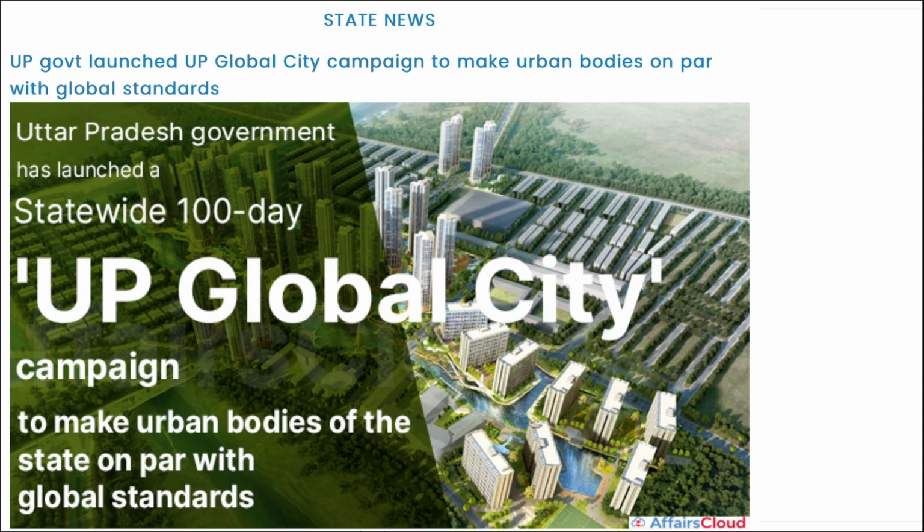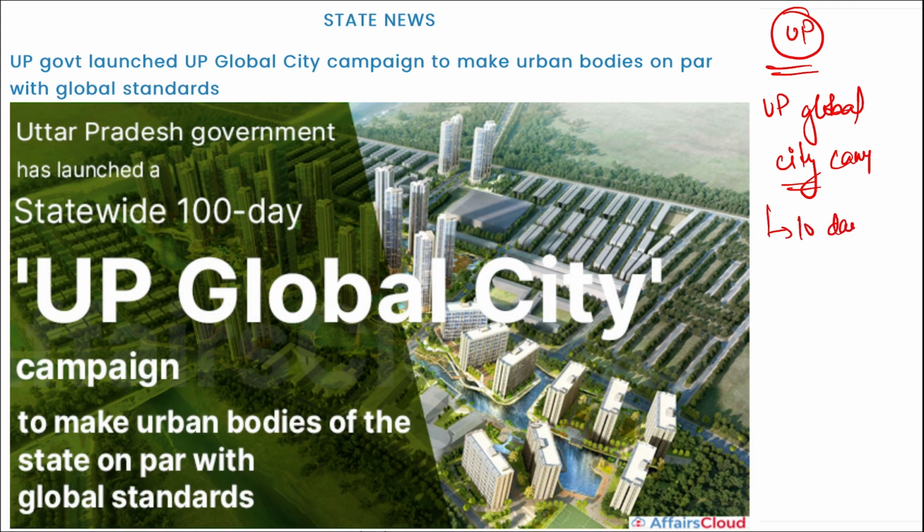Next, Uttar Pradesh we are talking about here. Uttar Pradesh government has launched UP Global City campaign. And this UP Global City campaign, this will be a 10-day long event. And this event is basically to make the urban cities or urban bodies on par with the global standards. That means in order to increase the standard of these urban cities, this particular campaign was launched.